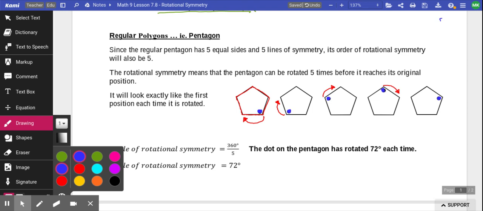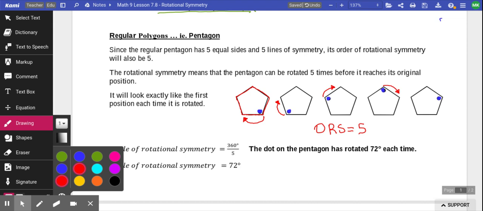Awesome. That means that this shape has an order of rotational symmetry of 5, because there's 5 different ways I could make this pentagon look, and it's still the exact same, right? I could have the dot in the bottom right, bottom left, top middle, top right, but the pentagon itself looks the same all the time.